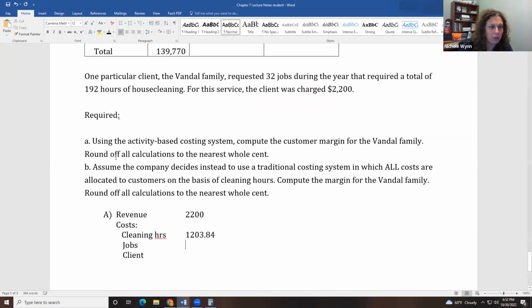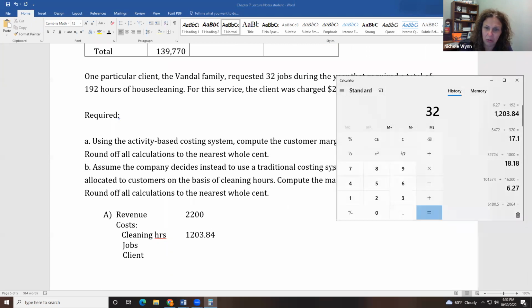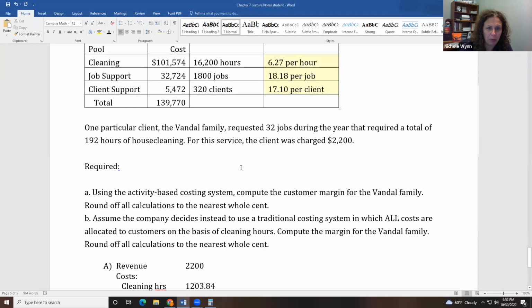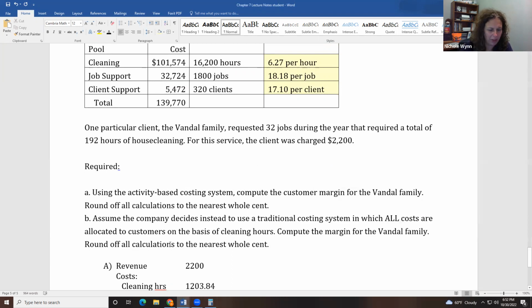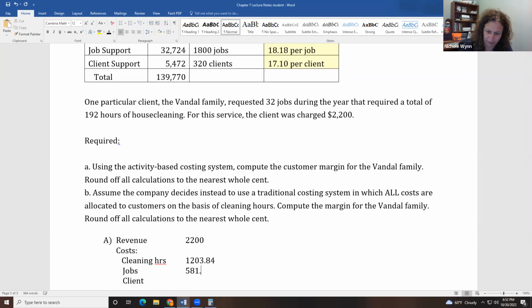For jobs, it was 32 jobs. So 32 times, how much is it per job? 18.18. That's $581.76. And then for clients, they're just one client, so just $17.10.